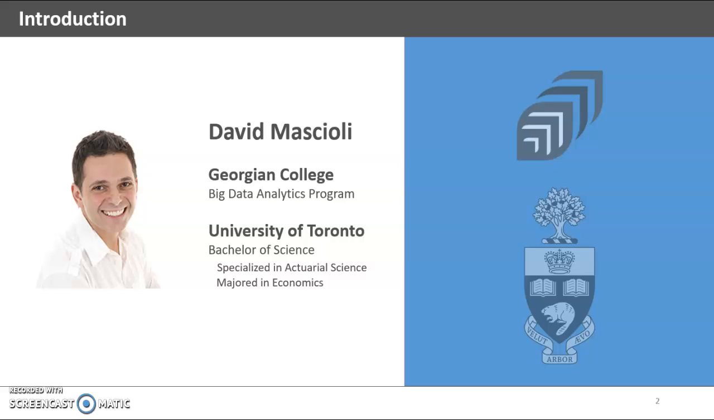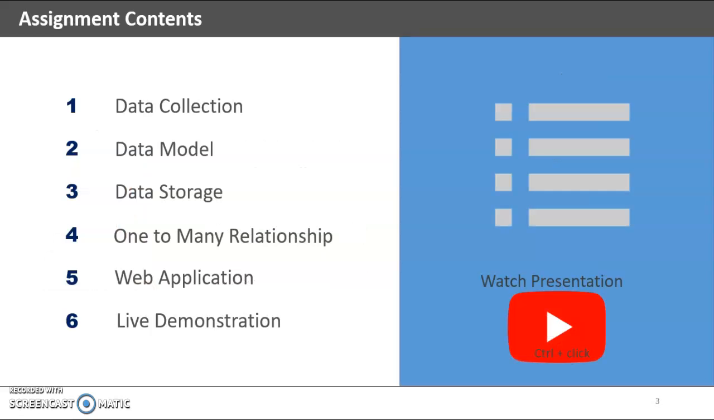A little about myself. My name is David Masholi, and I am currently enrolled in the Big Data Analytics Certificate Program at Georgian College. I completed my undergrad at the University of Toronto, acquiring a Bachelor of Science degree, specializing in actuarial science and majoring in economics.